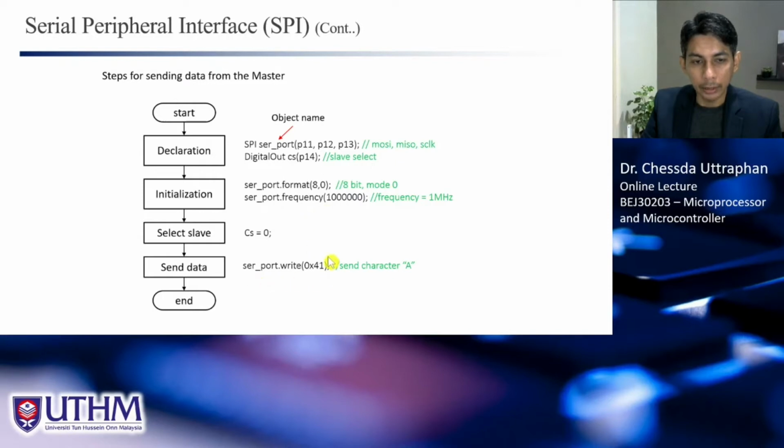And when we want to send, we just use write. And this one is just the name of our object when we declare this SPI. So this is the object name, and it can be any name. You can rename it using any name that you want. After that you can use the name here to set the mode, to set the frequency, and to write the data or to send the data. This one is to send the data.